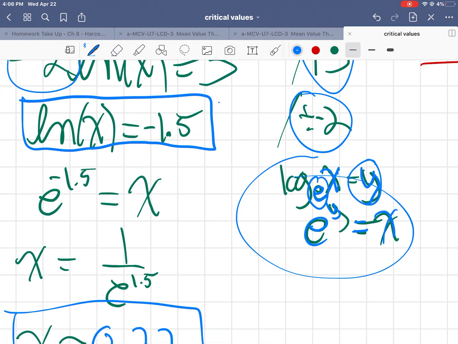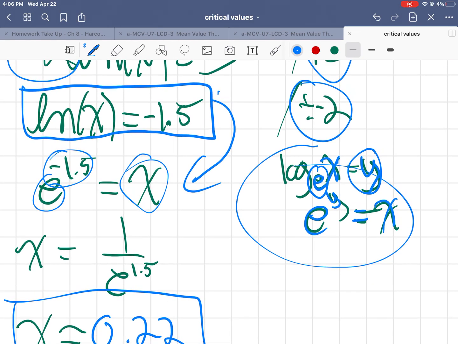So I take this and I rewrite it. The base is e, the exponent is negative 1.5, and the evaluated power is x. So now that isolates x. So again, take your ln or log and rewrite it with an exponent.